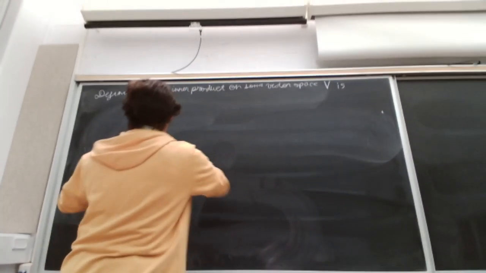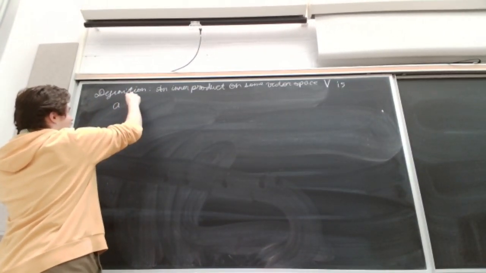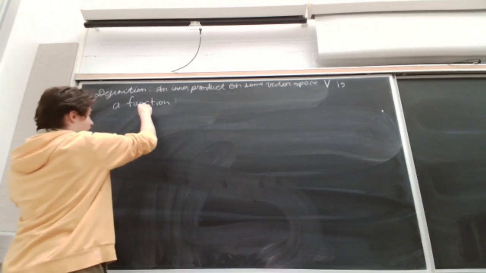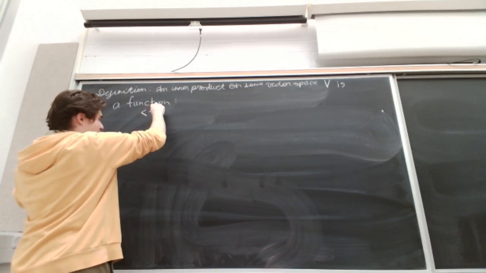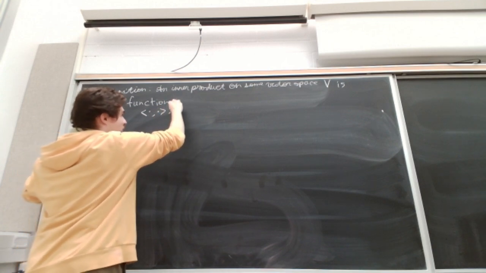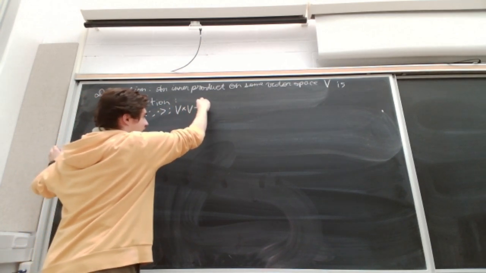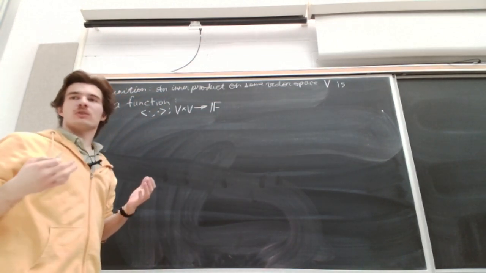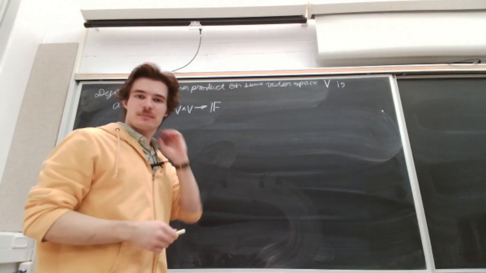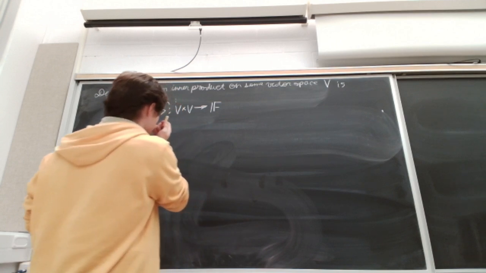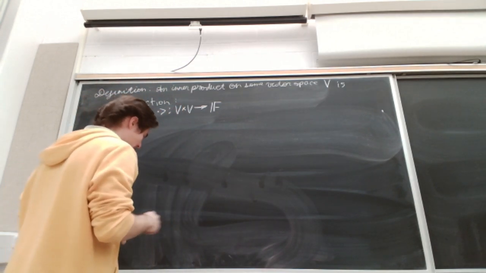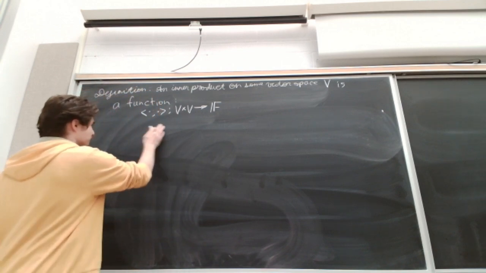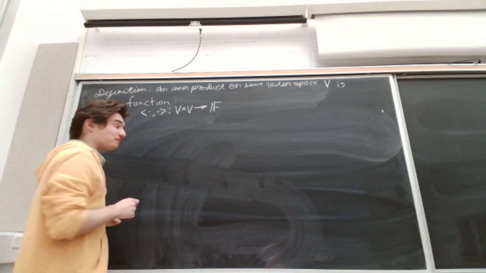So okay, it is a function. We will denote this function in this funky way with these brackets with the dots. And it's going to go from V cross V into the field. In our case, the field is always the real or complex numbers. It is never anything else. So, real or complex numbers. Okay, and this function is going to have the following properties. Let's see if I can remember them.